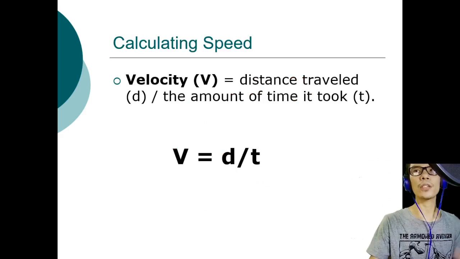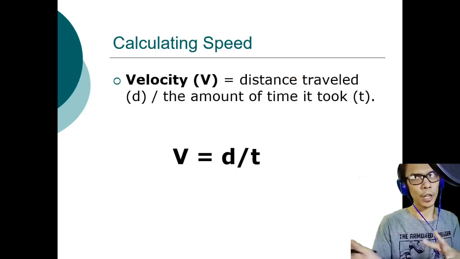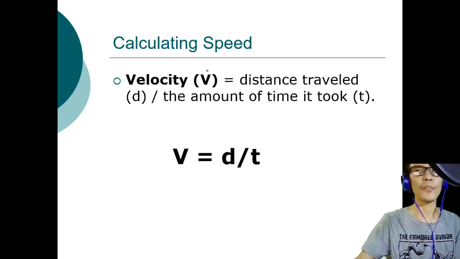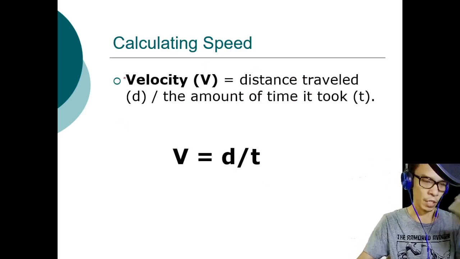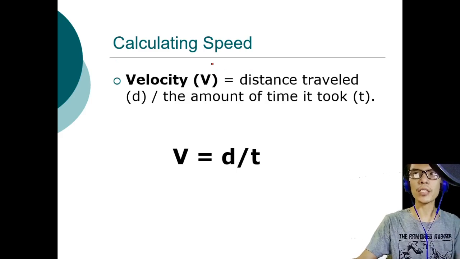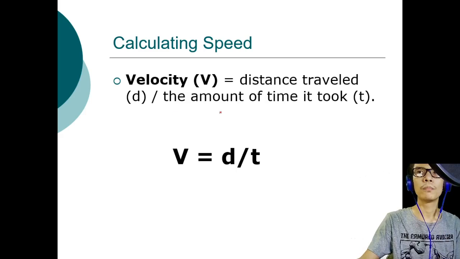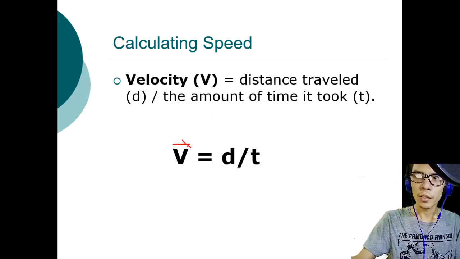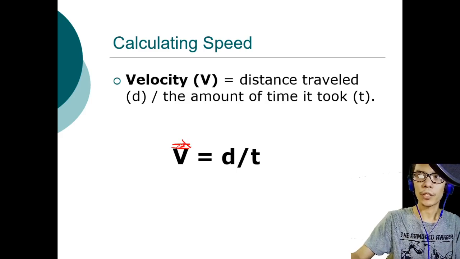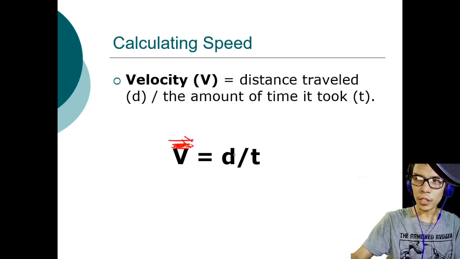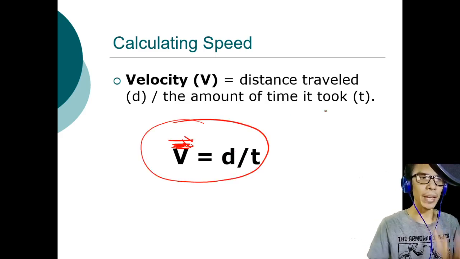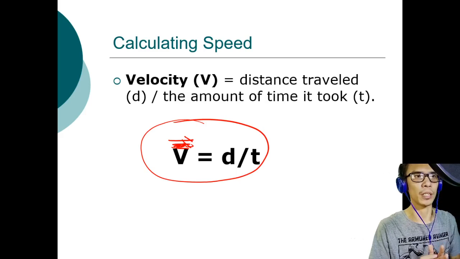So how to compute speed or velocity? Velocity is defined as letter V. We can use S if it is speed. It is the distance traveled divided by the amount of time it took that object to travel that certain distance. Or simply vector v. So vector v is equal to distance over time. This is the basic equation in kinematics.